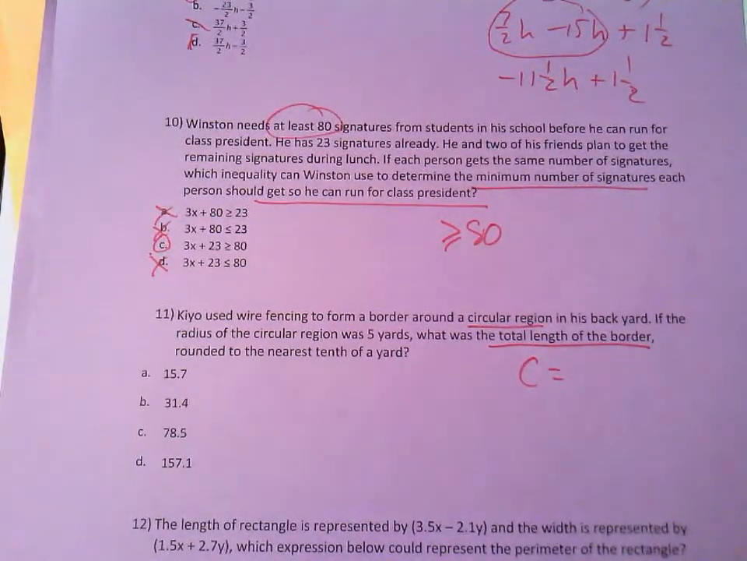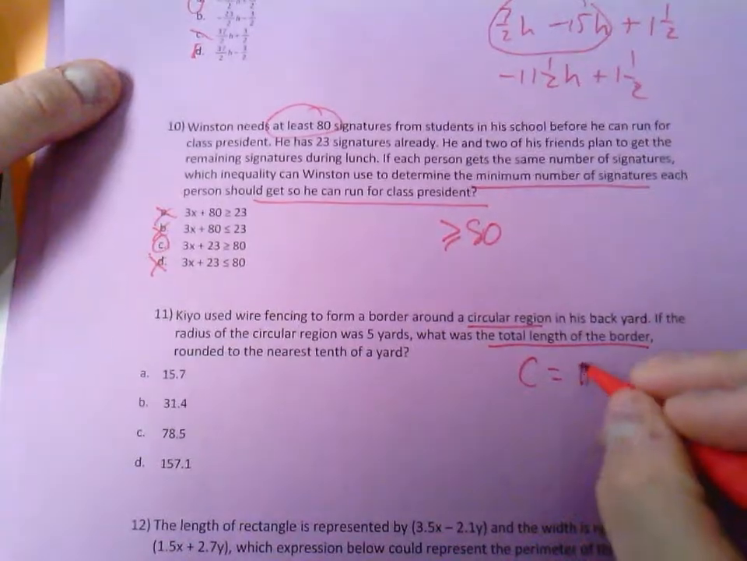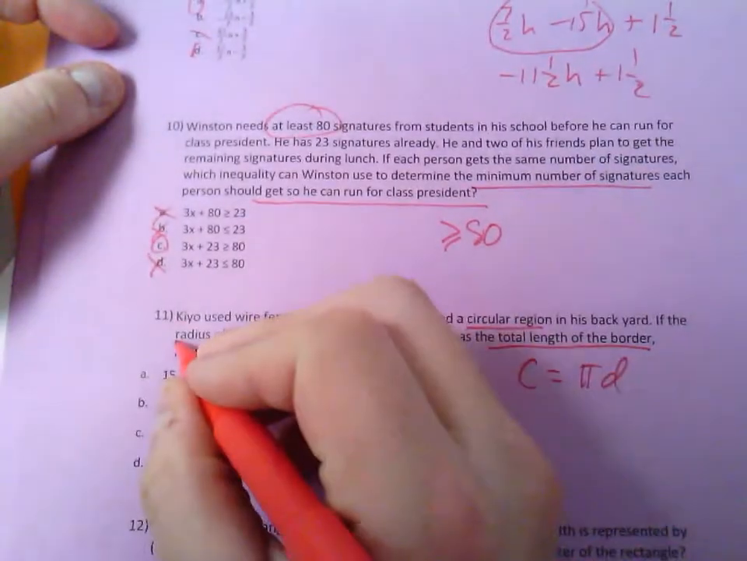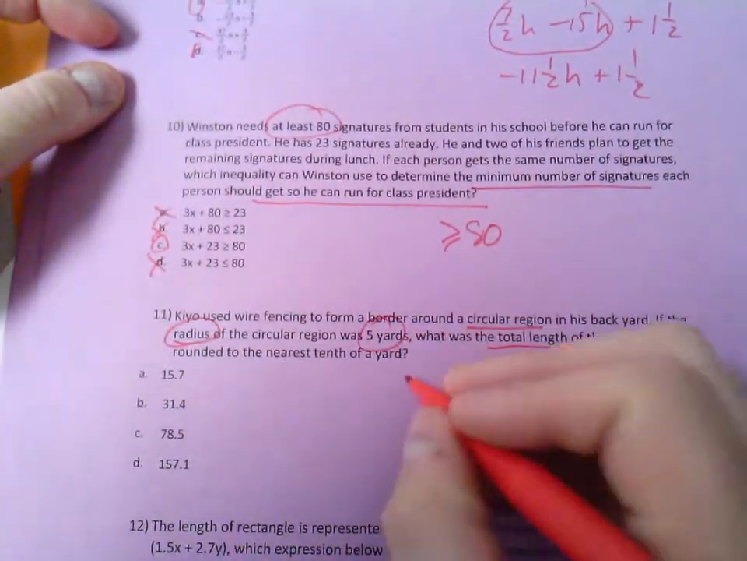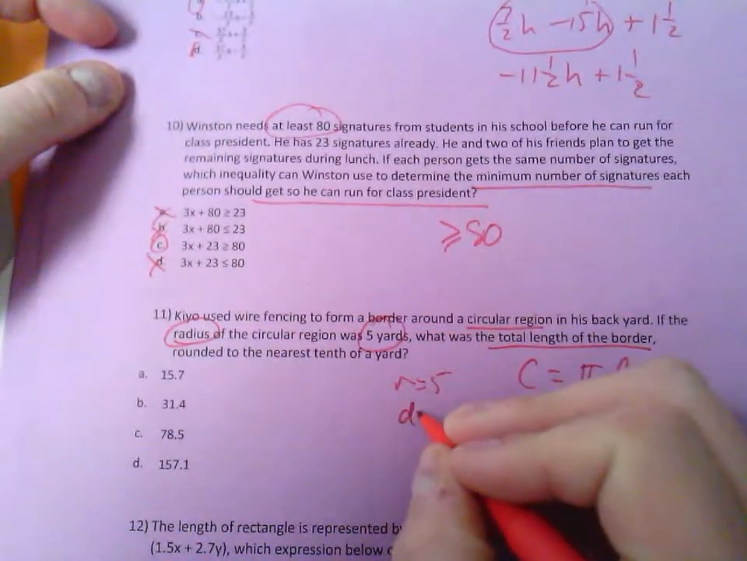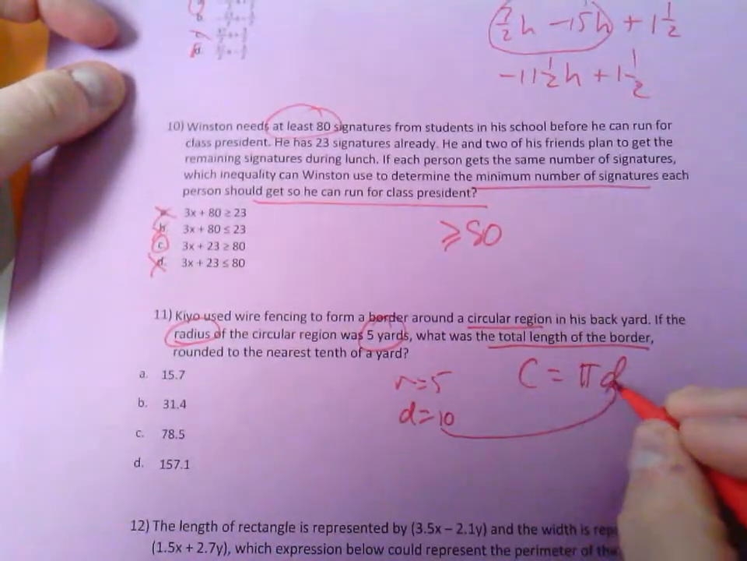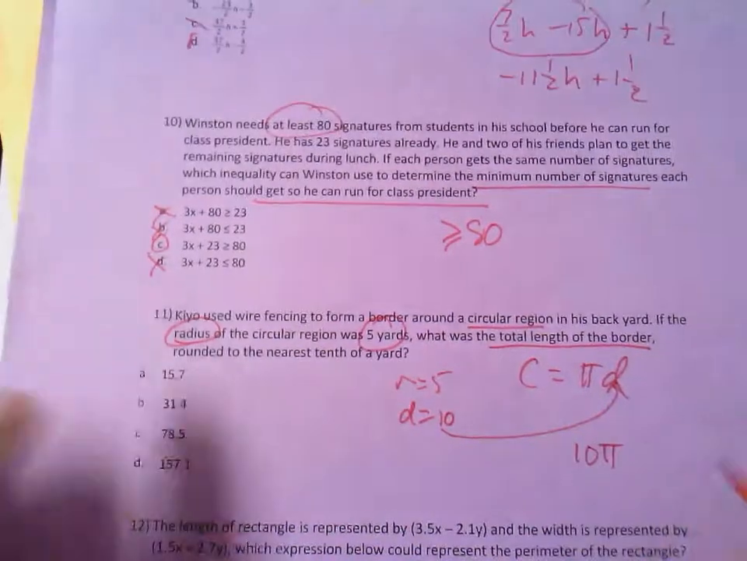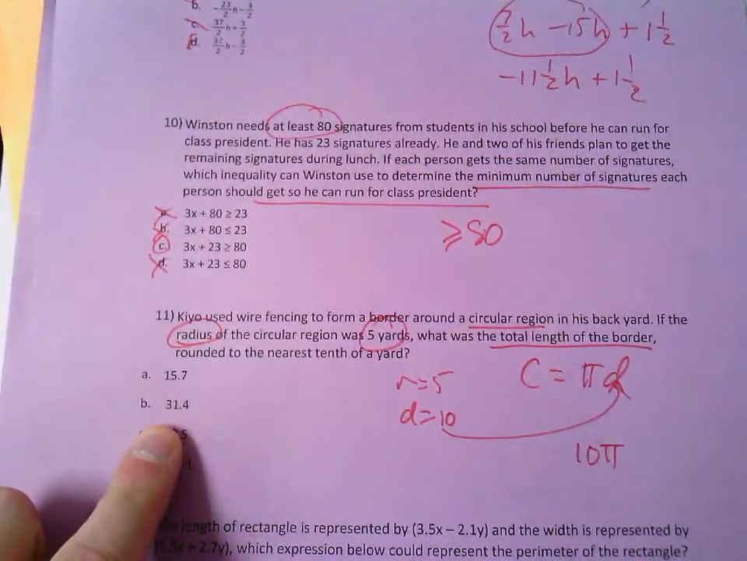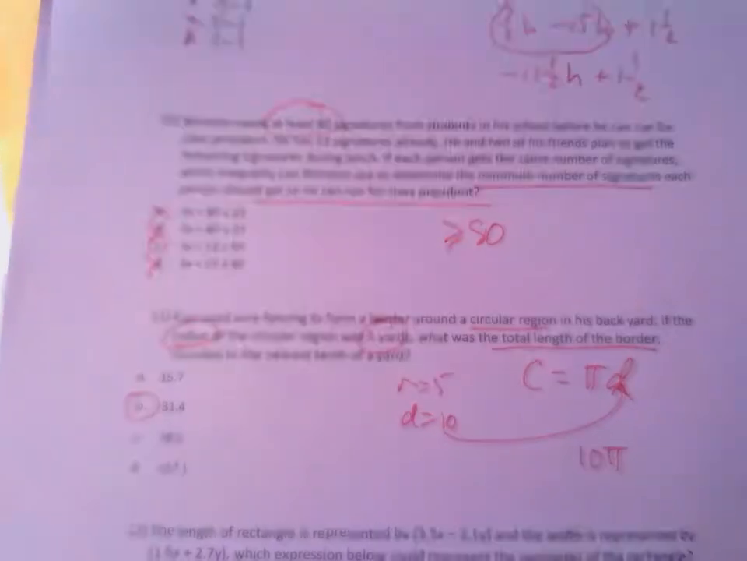So the total length of the border, pi times diameter. So the radius is 5 yards. So if the radius is 5, that means the diameter is 10. The 10 goes in place of d. You get 10 pi. This one doesn't give you your choices, so you just put 10 pi in the calculator and you would get choice B.